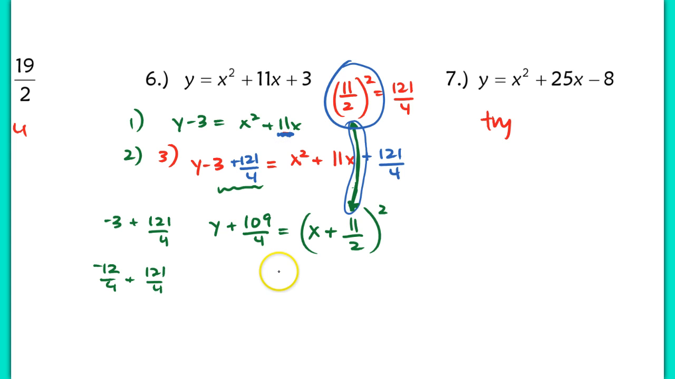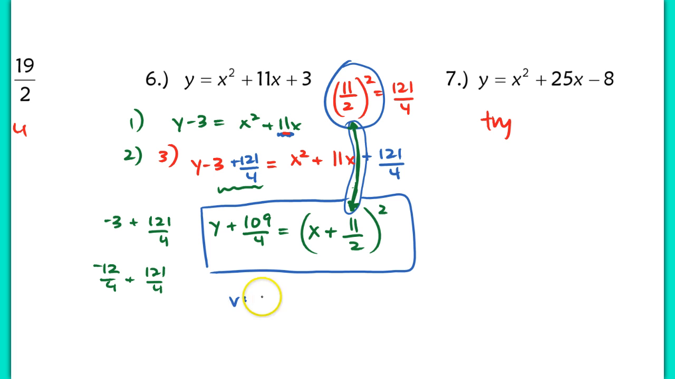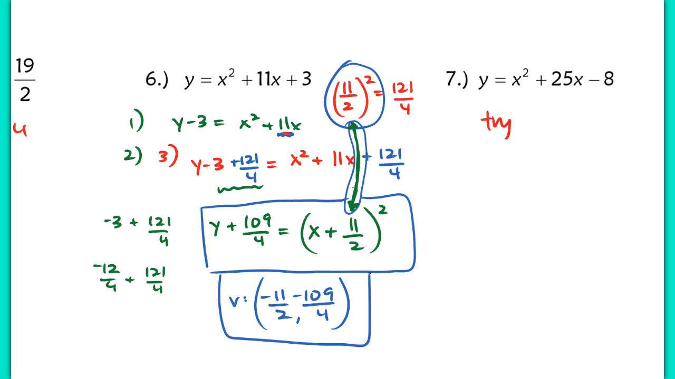Okay? So I just wanted to do a problem like this, one, to show you that it doesn't always have to be nice integer values for your vertex. So in this case, my vertex is negative 11 halves and negative 109 fourths. Okay, it's kind of an ugly vertex, but it's fine. As long as you're following your steps and doing everything correctly, you should be okay.